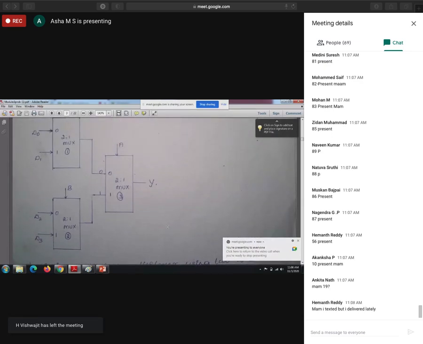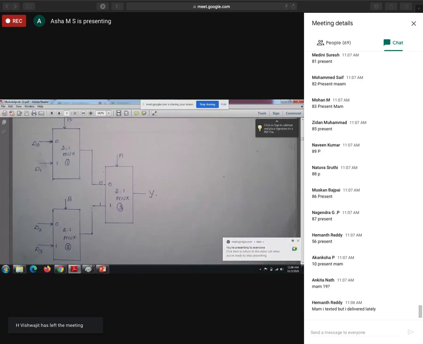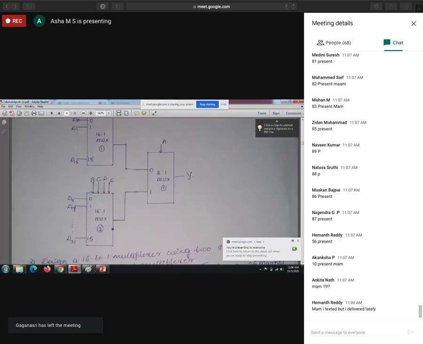So this is the answer. Verify it. A 4 to 1 mux using 2 to 1 muxes: 1, 2, 3, 4. Four inputs, one output. Okay. So take one more problem.